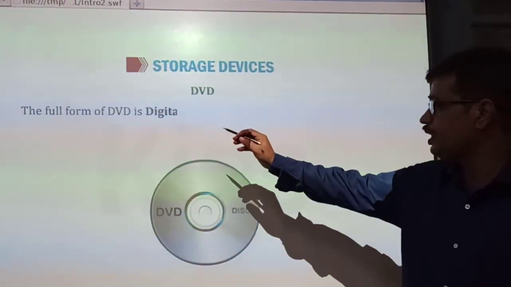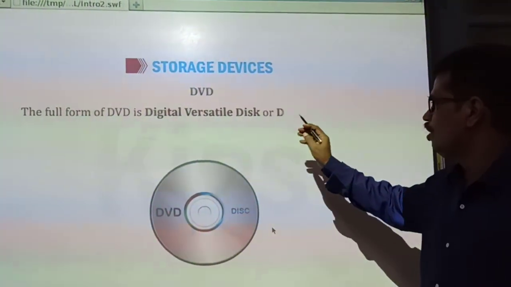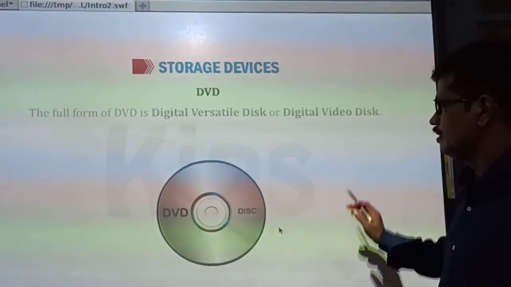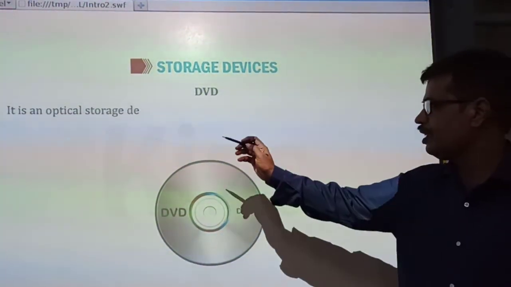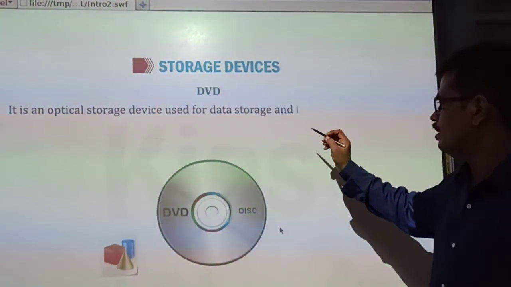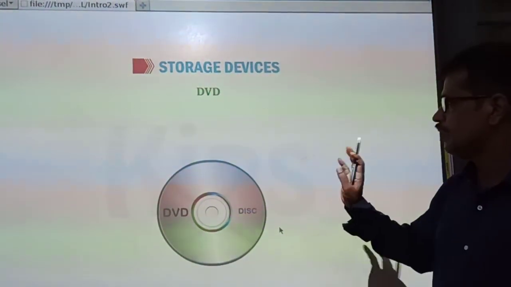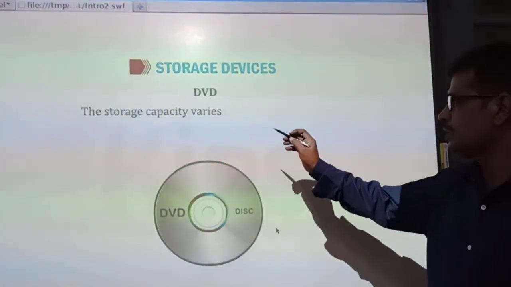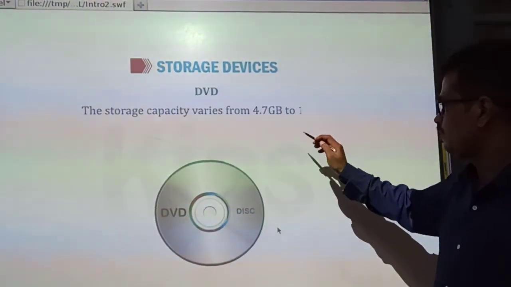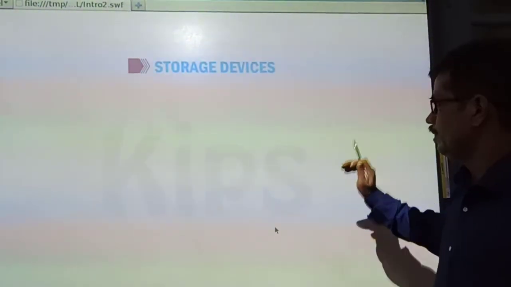The full form of DVD is digital versatile disk or digital video disk, right? It is an optical storage device used for data storage and for recording movies with high video and sound quality. The storage capacity varies from 4.7 GB to 17 GB.